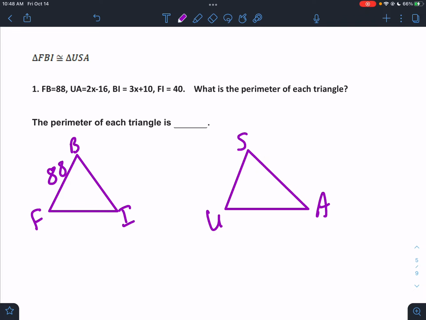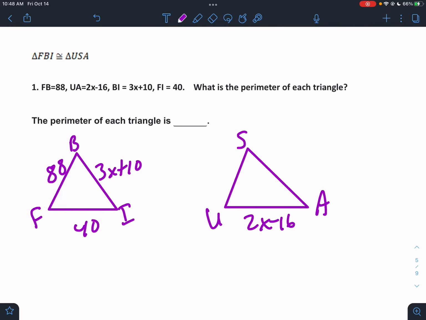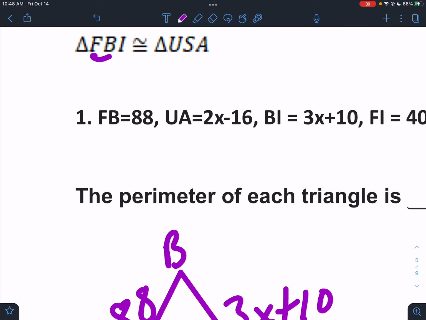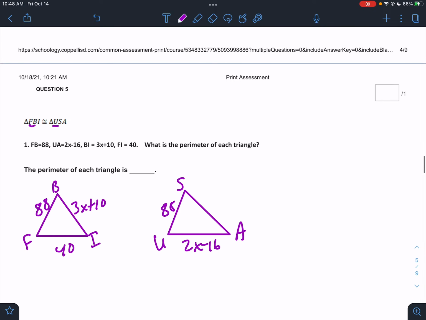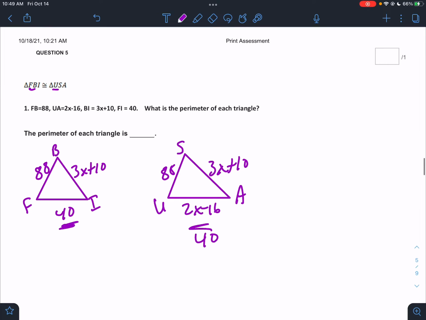FB, 88. UA, 2x minus 16. BI, 3x plus 10. FI, 40. So looking at this, what are the things we know? If that's 88, then this is going to be 88, right? Look at the name. FB and US are the same. BI, well, that's going to be 3x plus 10. And then this one, what do we know about that? This is also 40.